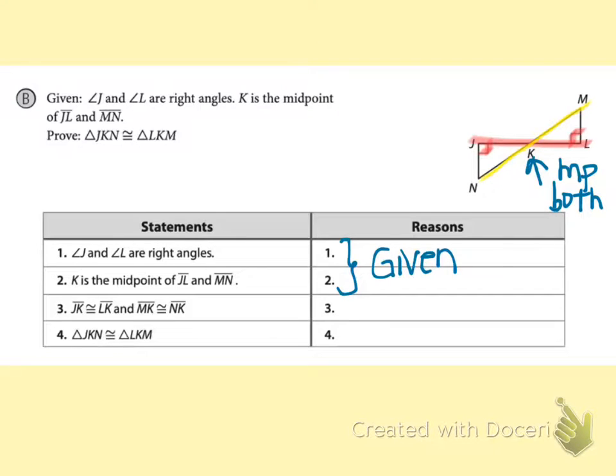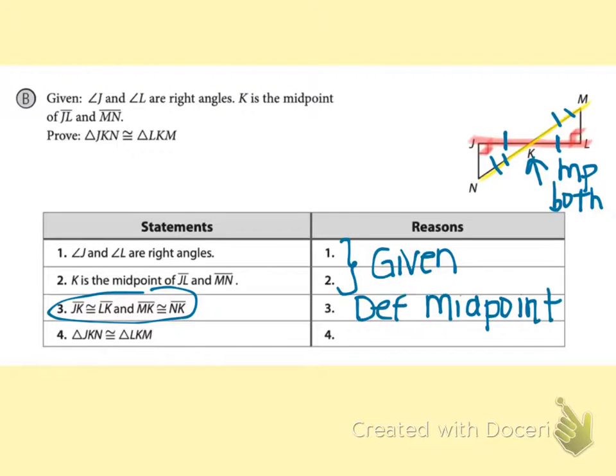With just the definition of midpoint, I can prove both of these things, that JK is congruent to LK, and that MK is congruent to NK. And those are both by the definition of midpoint, because a midpoint cuts the segment into 2 equal parts. And then now if we look at these markings, we've got the HL congruence theorem.